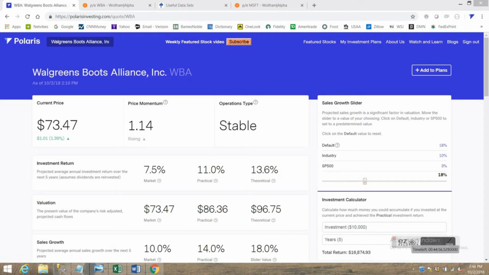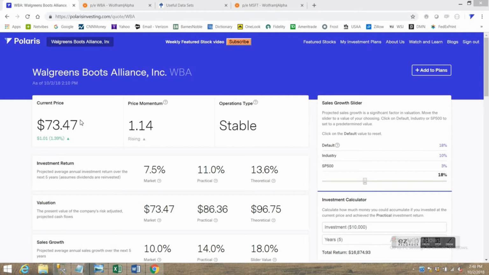This is a video on the price earnings multiple and how it relates to the Polaris Investing valuation formula. First off, some general comments about the price earnings multiple: the calculation of it is fairly straightforward. You just take the current price, and we'll be using Walgreens as an example, so you're looking at that on the screen. Let's say we take the price of Walgreens of $73.47 and we just divide it by either trailing 12 months earnings or maybe a forecast of the next 12 months of earnings.